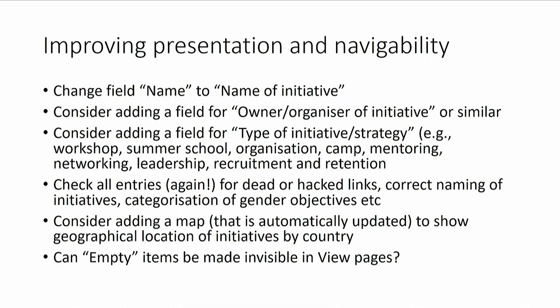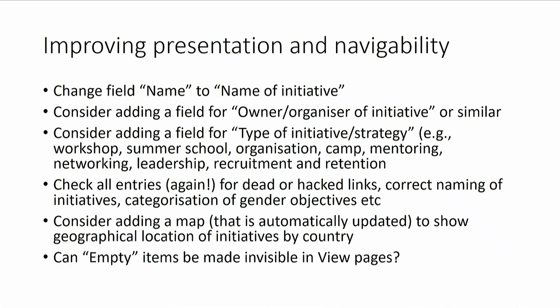The next one, even though we checked all the entries recently, we need to check them again before this goes live for dead links, hacked links, incorrect naming of initiatives, checking again the categorisation of gender objectives and so on. So that's more checking that needs to be done. Someone suggested adding in a map of the world that shows the geographical location of all the initiatives by country. However, if we're adding new initiatives, then there has to be some way that it's automatically updated without a human having to do that.